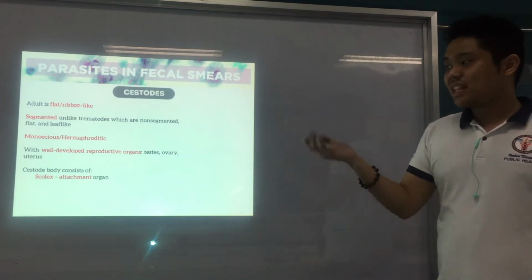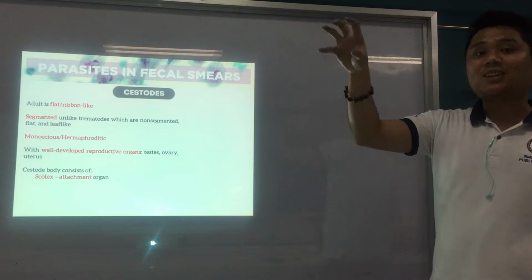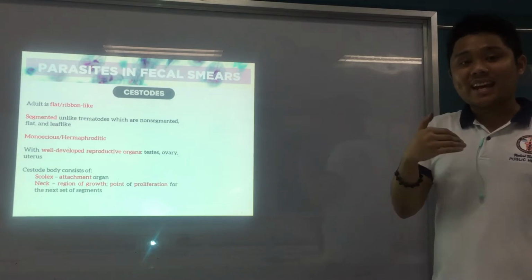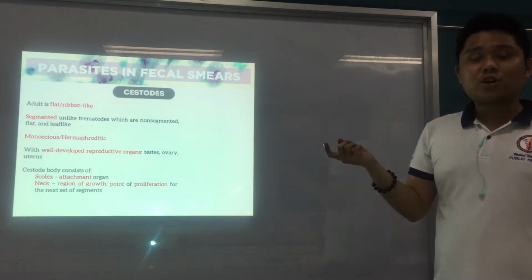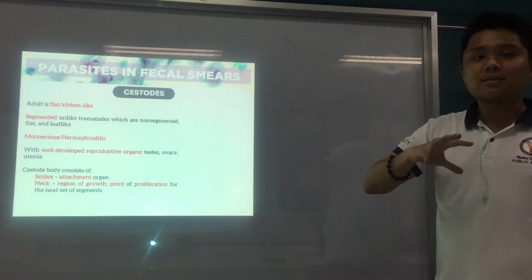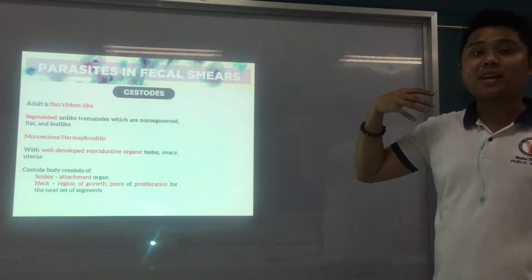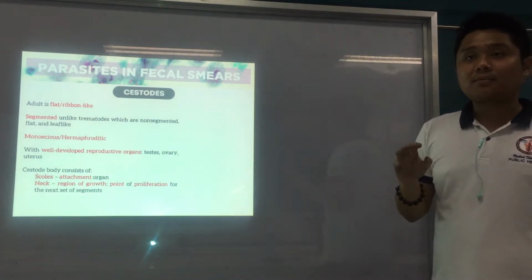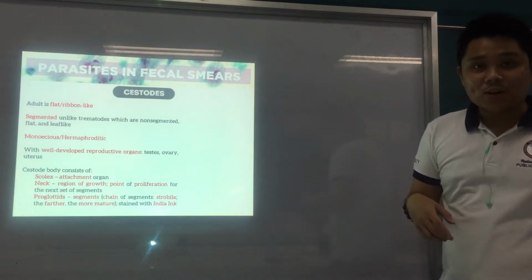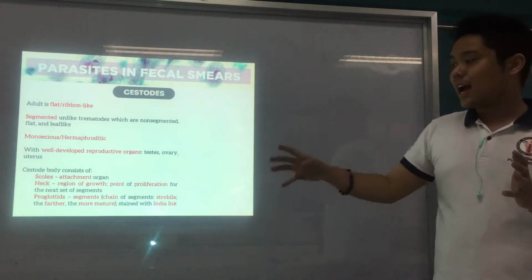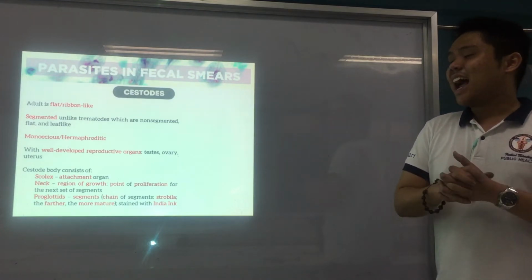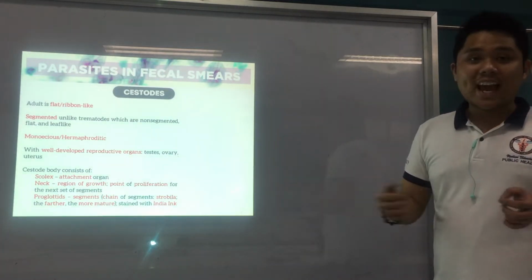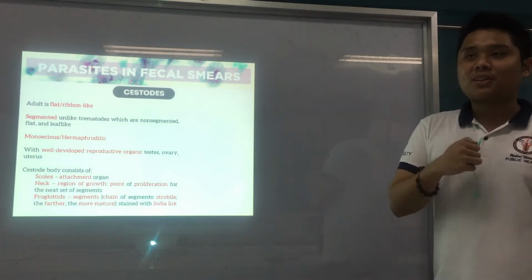All right, the body of the cestode or the tapeworm consists of first the scolex or the head, which is the attachment organ. So it's the organ that attaches to your intestines. Now the next part is the neck, which is the region of growth. So that is where the segments start. From the neck, the segments then elongate. So it's the point of proliferation for your segments. Each segment is known as a proglottid, or proglottids. And a chain of segments is known as a strobila. The farther from the neck the segment is, the more mature it becomes, and it can be stained with India ink.